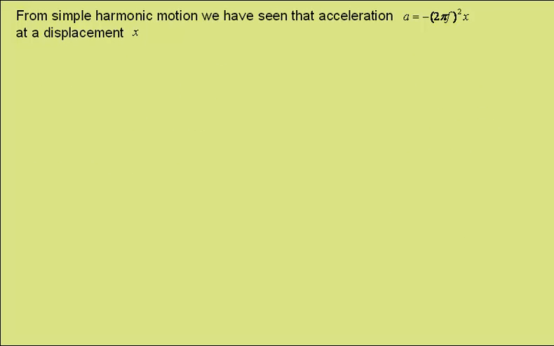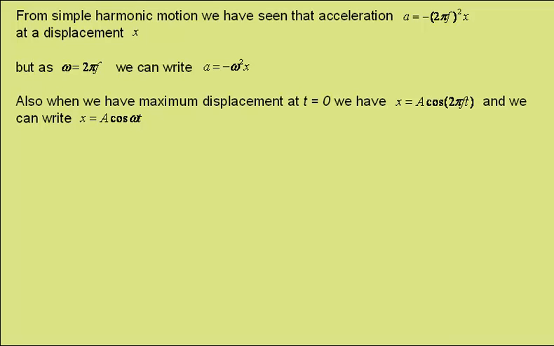From simple harmonic motion, we've seen that the acceleration a is given by minus 2 pi f squared x, where x is the displacement. But as omega is equal to 2 pi f, we can write the acceleration a being equal to minus omega squared x. Also, when we have maximum displacement at the start at t equals naught, we have the formula x is equal to A cos 2 pi f t, and so we can write that x is equal to A cos omega t.